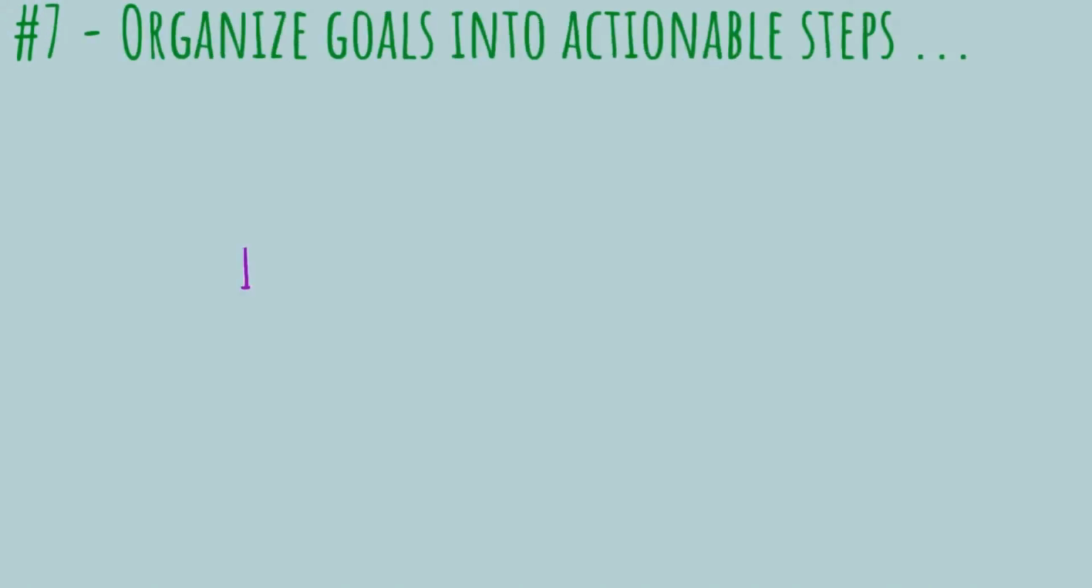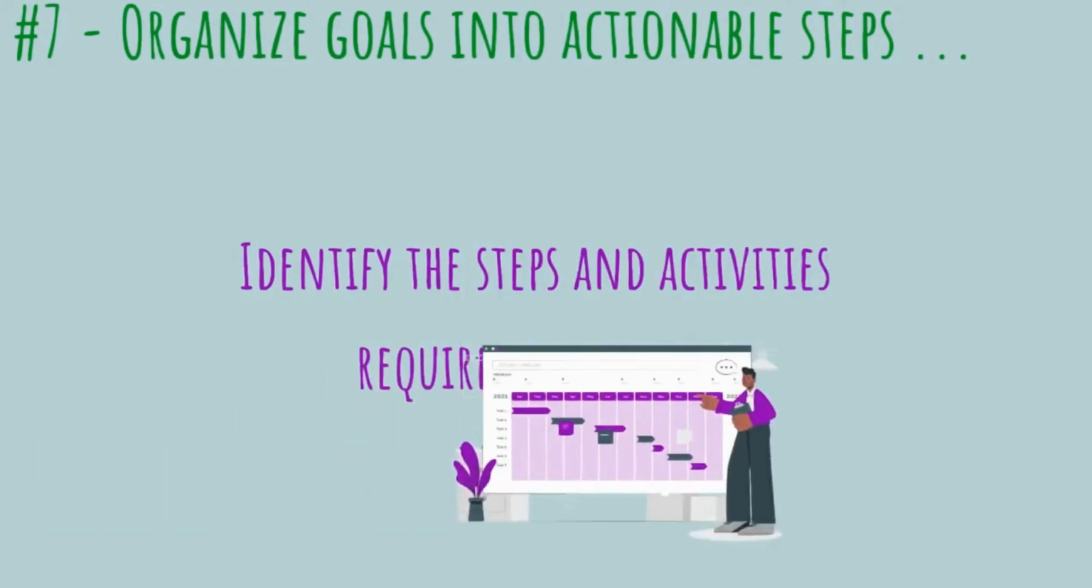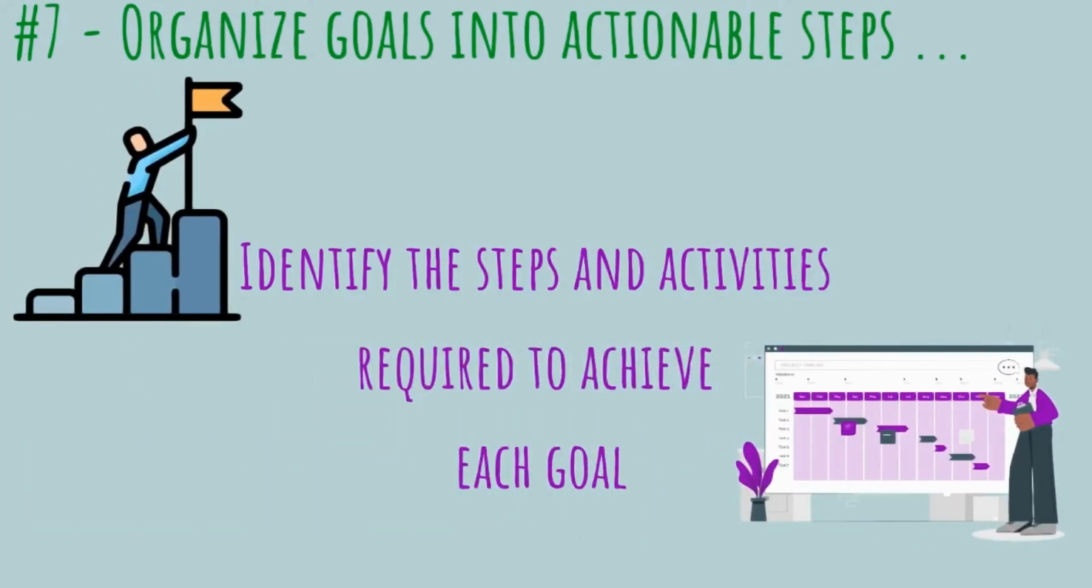Step 7. Organize goals into actionable steps. As soon as the goals have been set, break them down into smaller actionable tasks. Identify the steps and activities required to achieve each goal. Establish responsibilities, set deadlines, and develop a roadmap or project plan.